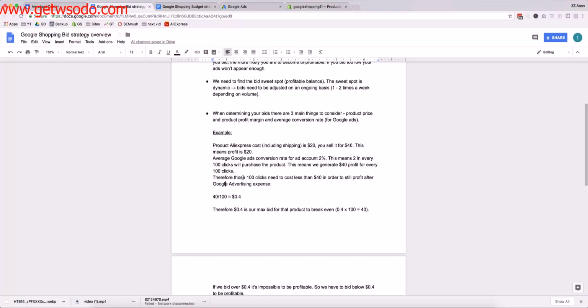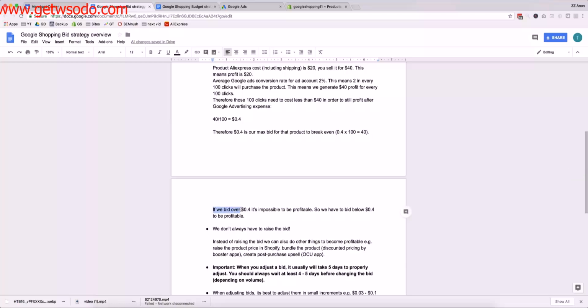So this means that those 100 clicks need to cost us less than $40 if we still want to profit after we pay our Google advertising expense. So we need to work out the maximum cost per click that we can pay. To do that, you just divide $40 by 100 clicks, and that gives us 40 cents. So 40 cents is our max bid for that product to break even. If we set our bid for that product at 40 cents, we're not going to make any profit, and we're not going to make any loss. We're just going to break even.